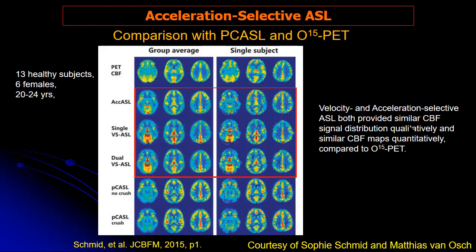They also did a nice study on healthy volunteers, comparing all these different velocity-selective and acceleration-selective methods with PCASL, with reference to the PET data. They showed that velocity-selective and acceleration-selective ASL both provide similar CBF signal distribution qualitatively and similar CBF maps quantitatively compared to the O15 PET.